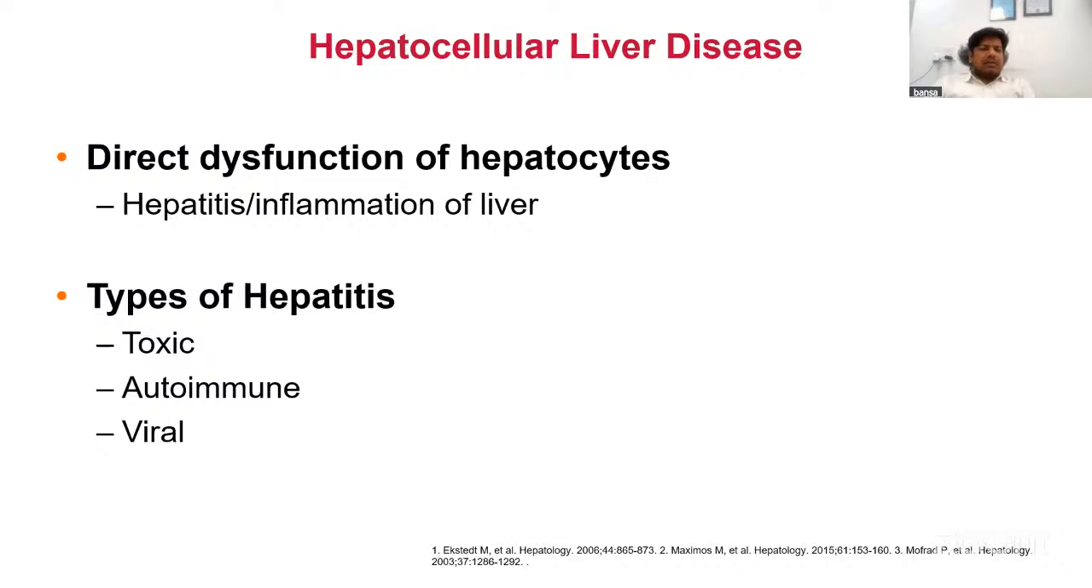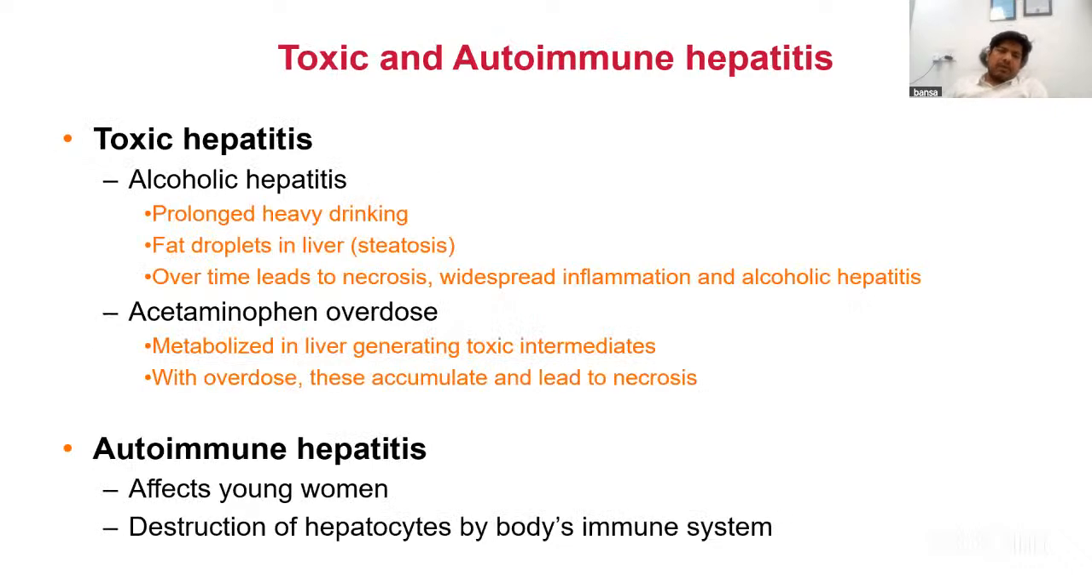Second is hepatocellular liver disease, direct dysfunction of the hepatocyte, which leads to hepatitis or inflammation of the liver. Different types of hepatitis are there: toxin-induced, autoimmune, and viral hepatitis. Toxin in the form of alcohol is very common in our setup. Alcoholic hepatitis is mainly due to prolonged heavy drinking. First there is alcoholic fatty liver. Second is alcoholic hepatitis when there is inflammation, then fibrosis, cirrhosis, and then HCC.